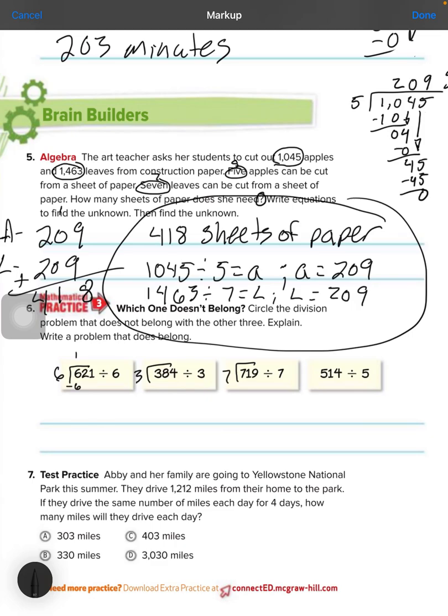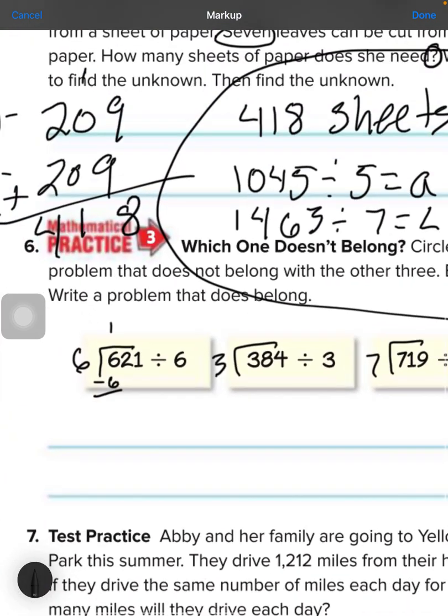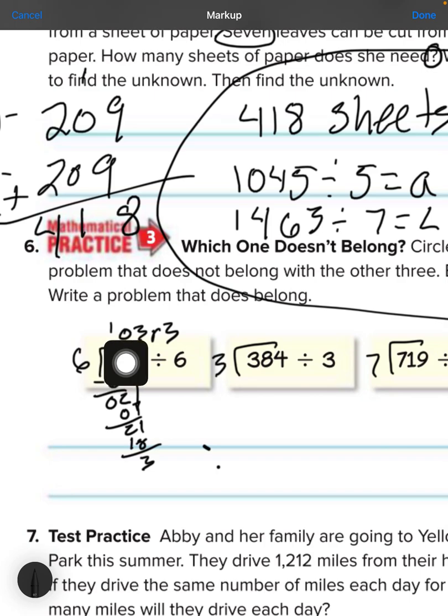All right, 6 will go into 6 one time. 1 times 6 is 6. I'm going to blow that up a little bit. Bring down the 2. Won't go into 2, so then I have to have a 0. 0 times 6 is 0. 2, bring down the 1. 6 will go into 21 3 times, 6 times 3 is 18. 18, 19, 20, 21. The remainder of 3. Okay, so I know I'm looking at this answer, and there's a 0 in the quotient, which is what the whole lesson has been about, and there's a remainder.